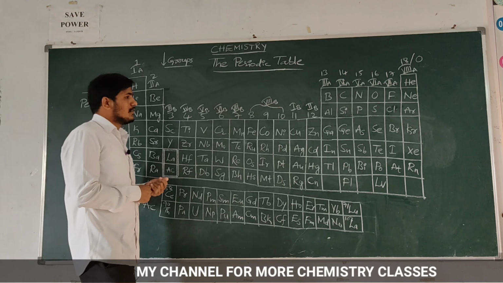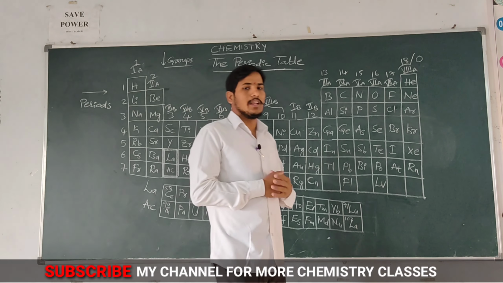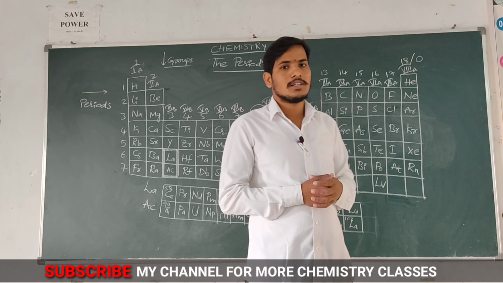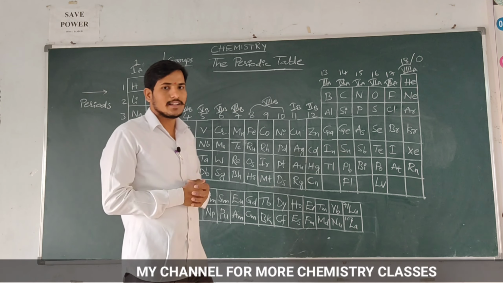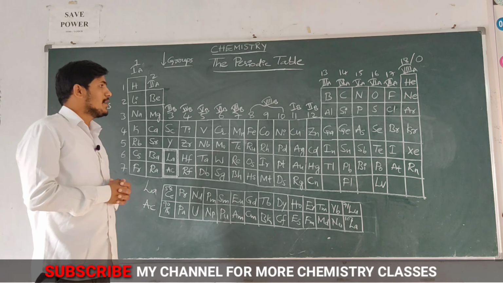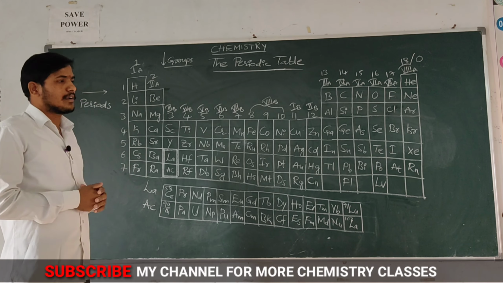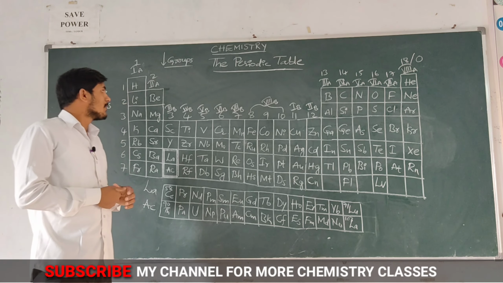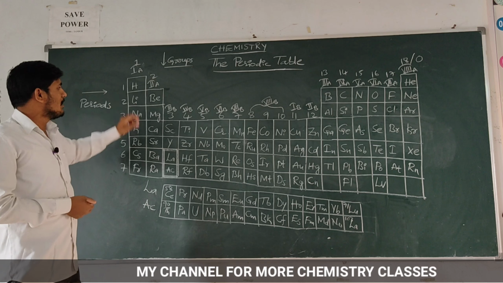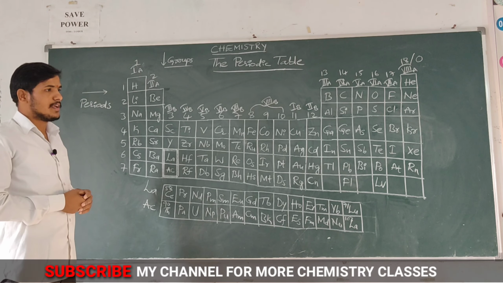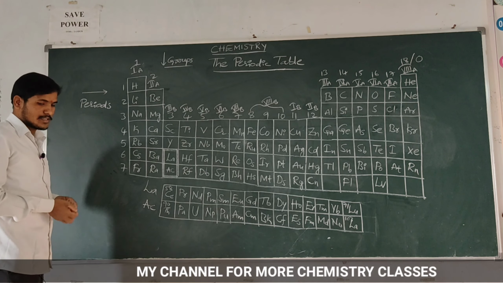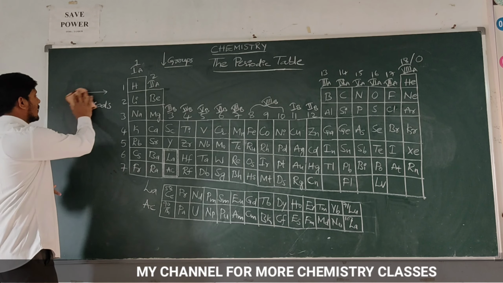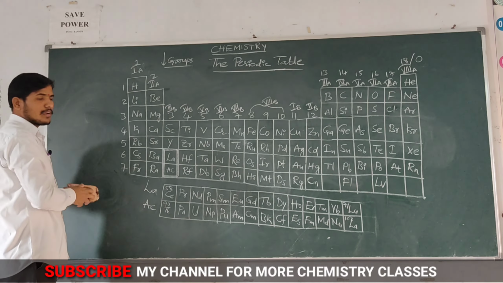When we write the electronic configuration of elements, the differentiating electron enters into different orbitals. Based on that, the elements are classified into 4 blocks in the periodic table. First A group elements and second A group elements are called s block elements.